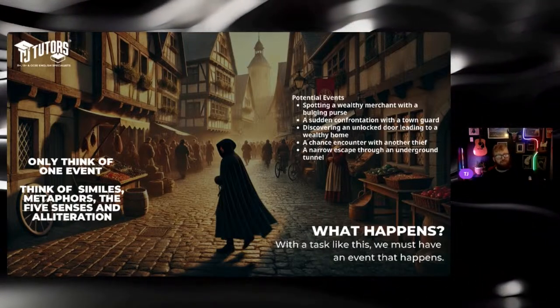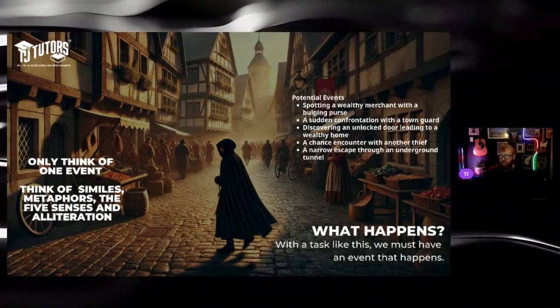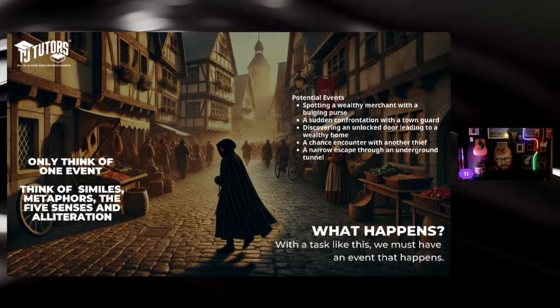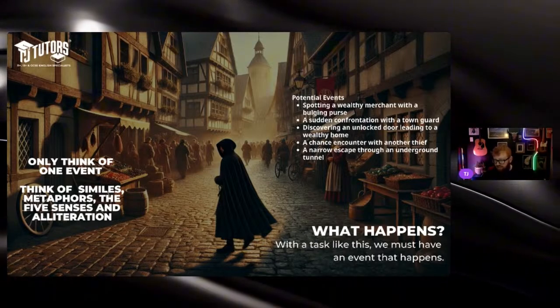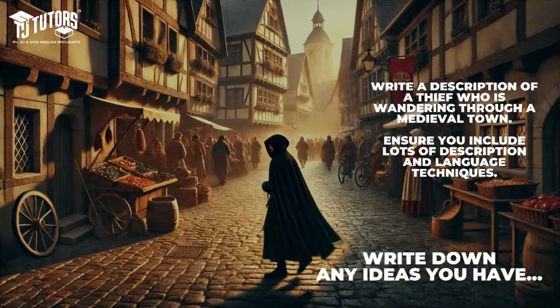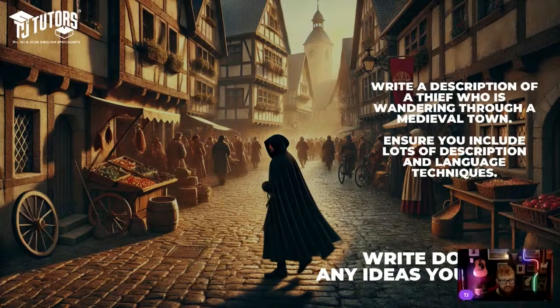But with a task like this, we've got to have an event that happens, okay? It can't just be a few descriptions. You're following this person as they go along. Let's just have a little refresher of what the task is here, guys. Okay, so just a quick recap. You are writing a description of a thief who is wandering through a medieval town. You've got to have lots of description here. There's got to be something that happens here, okay?